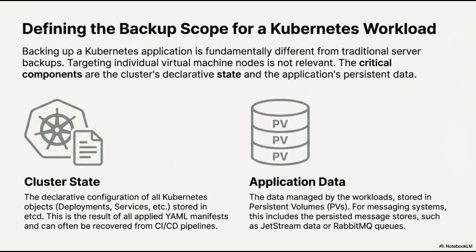This refers to the data managed by your workloads and stored in persistent volumes, or PVs. For specialized systems like messaging platforms, this includes persisted message stores such as JetStream data or RabbitMQ queues. A successful backup strategy must account for both components to ensure full recovery capabilities.